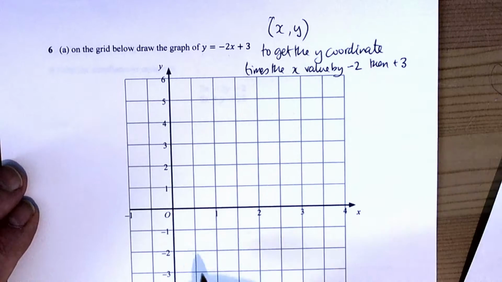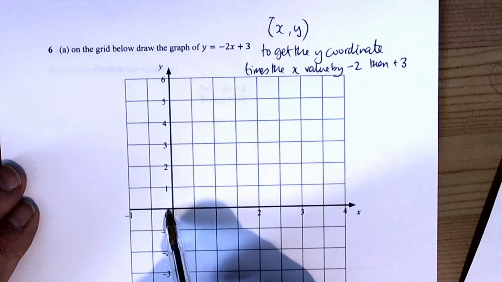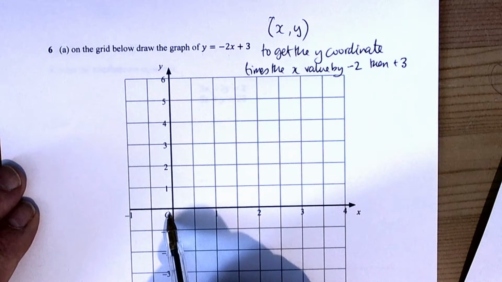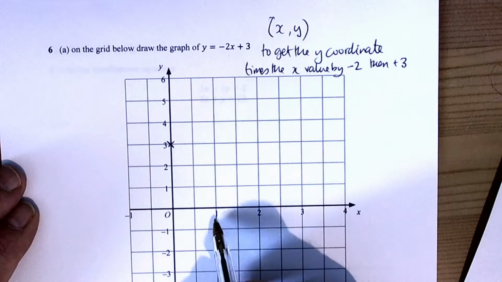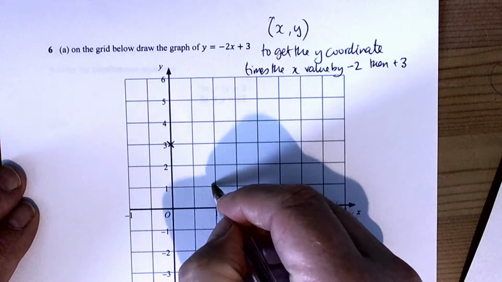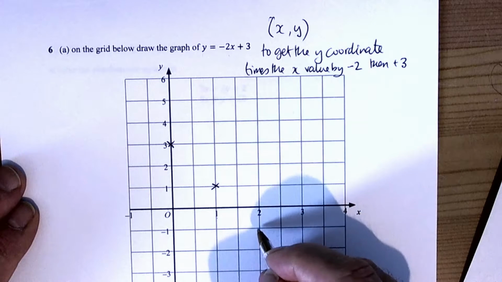So we look at the graph scale, and it's got some numbers across the x-axis here. So we can use those to create the coordinates. So if we choose the simplest one of all, 0: -2 times 0 is 0, plus 3 is 3. And then if we choose 1, -2 times 1 is -2, plus 3 is +1. If we do 2, -2 times 2 is -4. -4 plus 3 is -1.